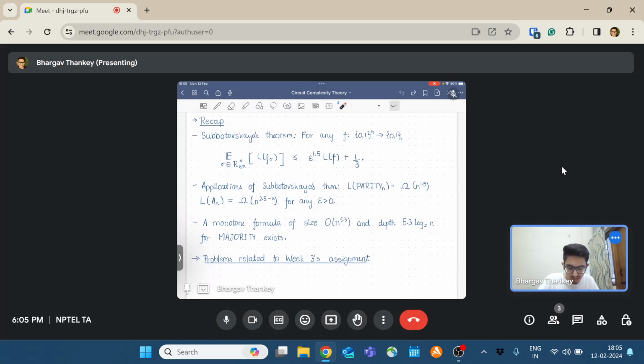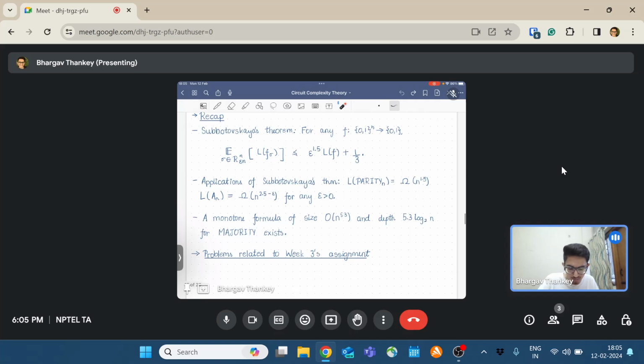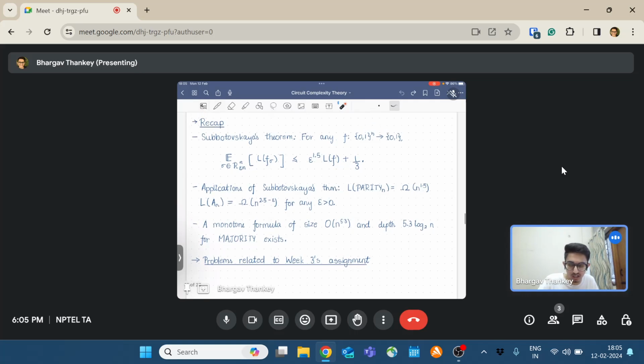And finally, we saw Valiant's proof that there exists a monotone formula of size order n to the 5.3 and depth 5.3 log n for majority. Okay, so this is what we saw in class, and now let's look at some of the problems related to this content.